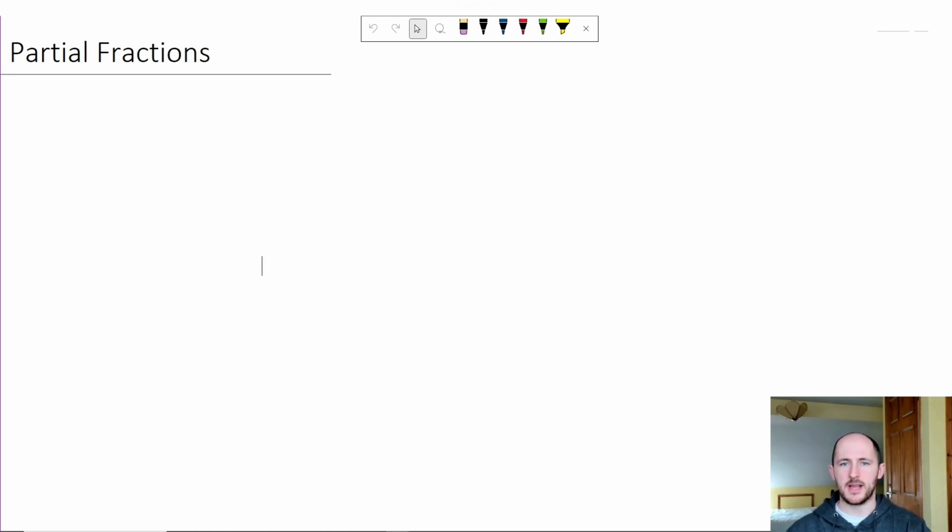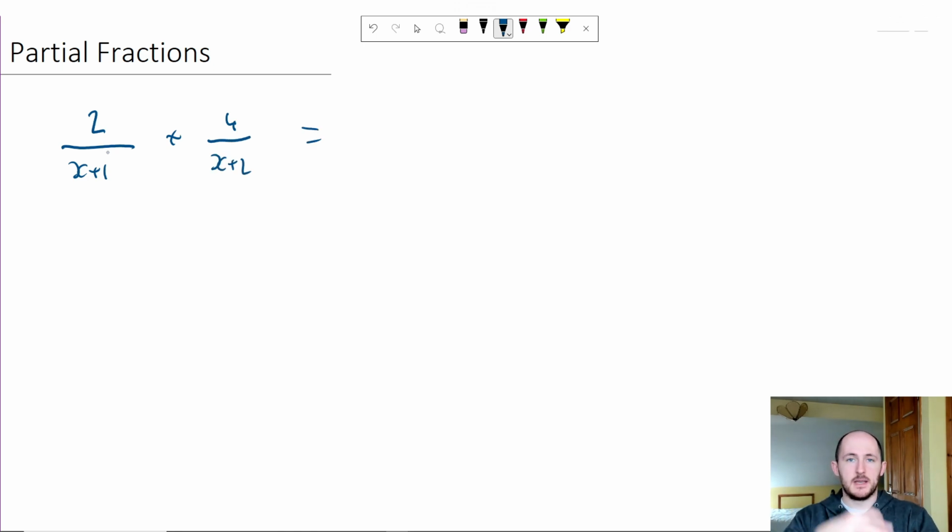But without further ado, let's jump straight into what on earth is partial fractions. So when we do partial fractions, you might be wondering what on earth is the point. Well, let me give you an example to try and illustrate what we're doing. So if we have like 2 over x plus 1 plus, let's say 4 over x plus 2, we can combine that in order to express it as one fraction, which can be very useful.